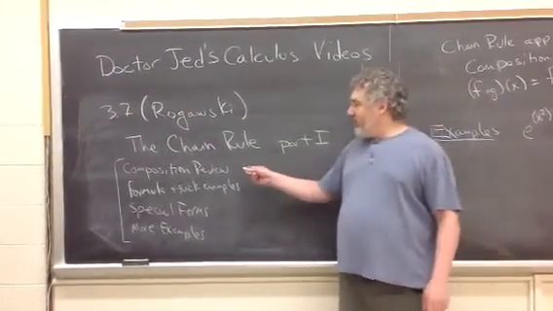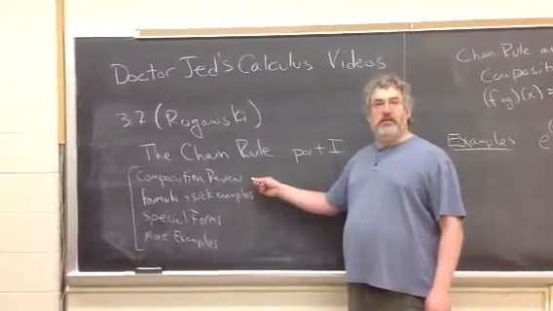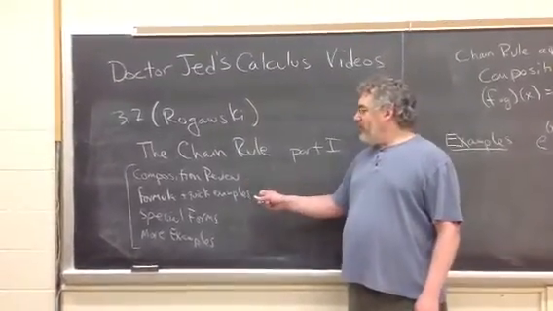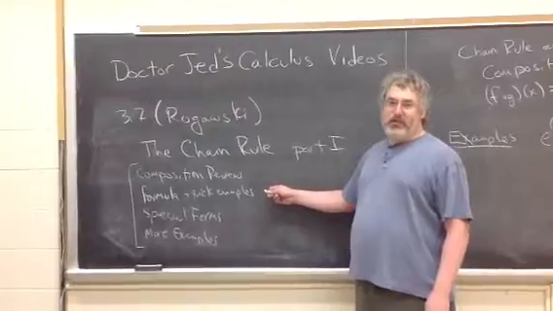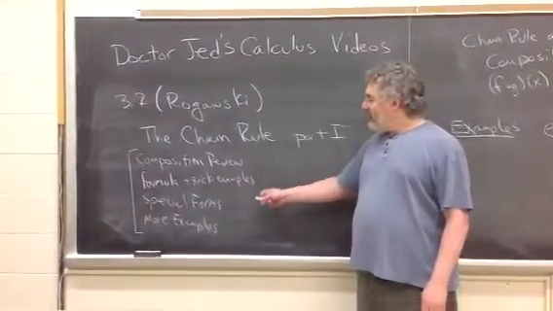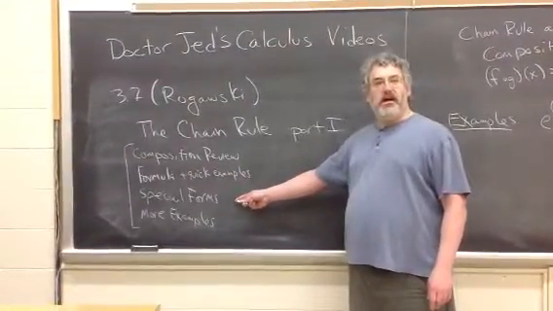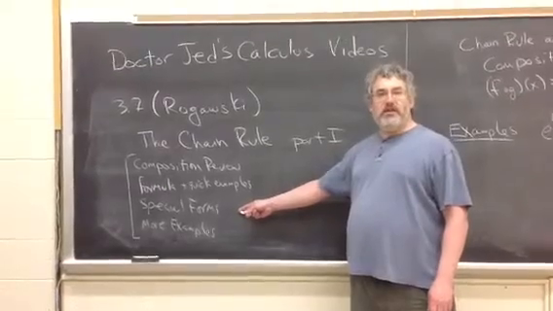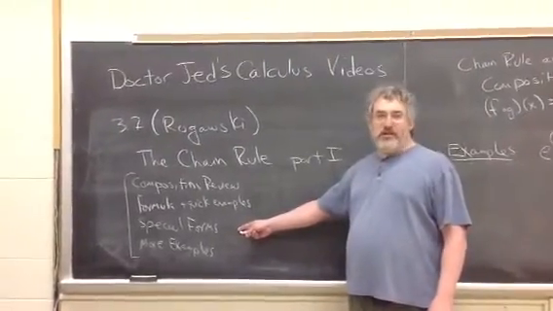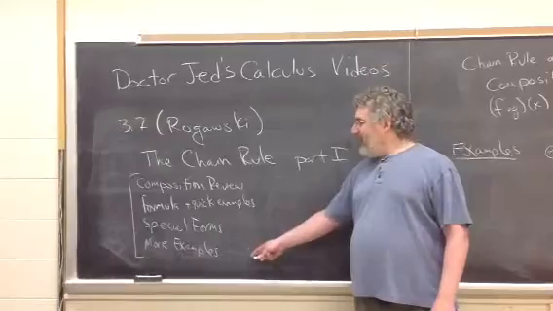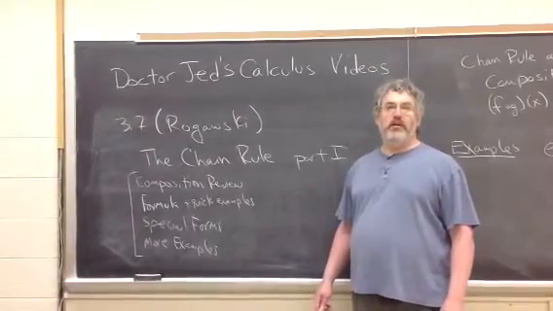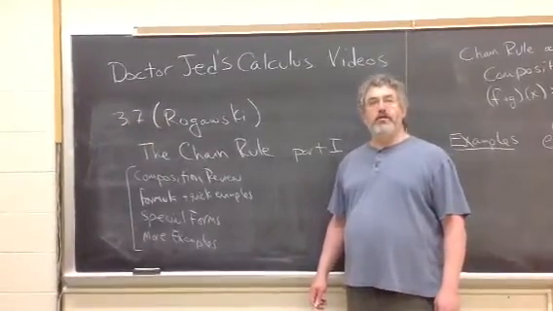First, we're going to review what composition of functions is, because that's necessary for the chain rule. Then we're going to use the formula and do some quick examples of how to use it. Then there are some special forms that are very common, and they're easier than the general formula. And then we'll finish with some more examples, including a differential equation. So first off, composition.